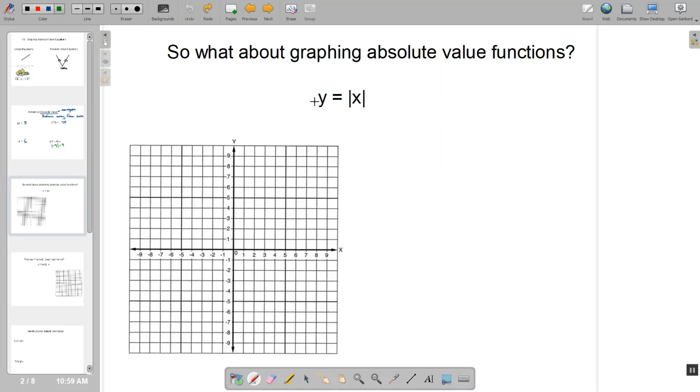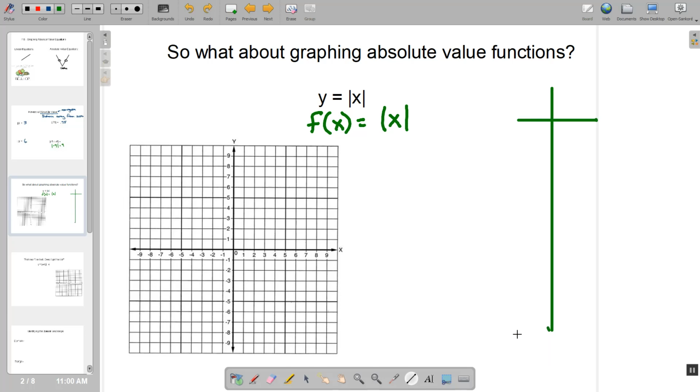So what I have here is y equals the absolute value of x. Now you can also write this as the function f of x is equal to the absolute value of x. At this point, y equals and f of x equals are pretty much the same thing. Well, we're going to go way back to the beginning of graphing, and we are going to graph with a table of x and y values. So inputs and outputs. If we remember, my favorite inputs are negative 2, negative 1, 0, 1, and 2.